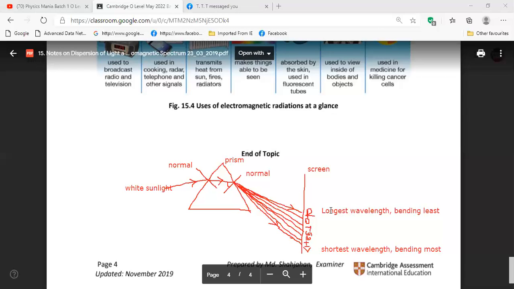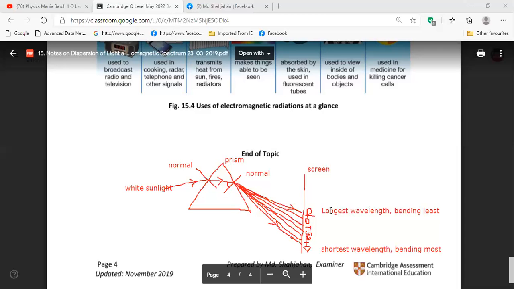Yes. Why? Because the bending least starts from red. You should answer this way: because orange has greater wavelength and blue has shorter wavelength. That's why orange is bending less and blue is bending more. Is it clear? Yes, sir.